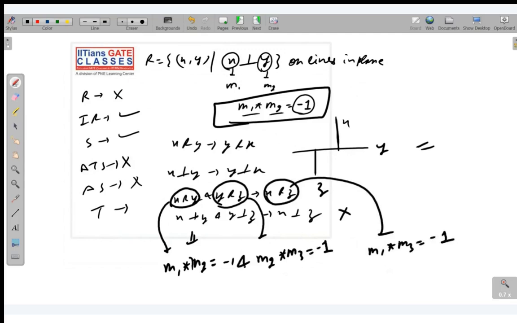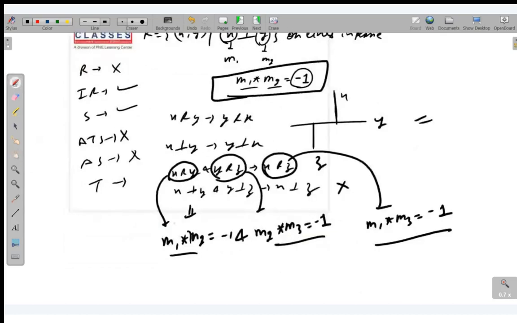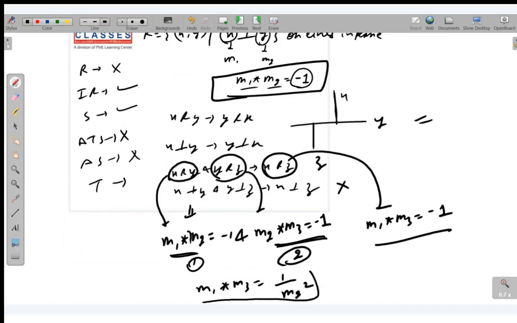Are you getting it now? Slope of x is m1, slope of y is m2. So from these two I have to conclude this. That is the power of mathematics. Even if you are not able to visualize, just apply the formal method and get the answer. How will we get m1 multiplied by m3? You multiply these two equations, that is obvious, 1 and 2. So what do we get? m1 multiplied by m3 equals 1 upon m2 square. Do you get it? Yes, sir, I got it.